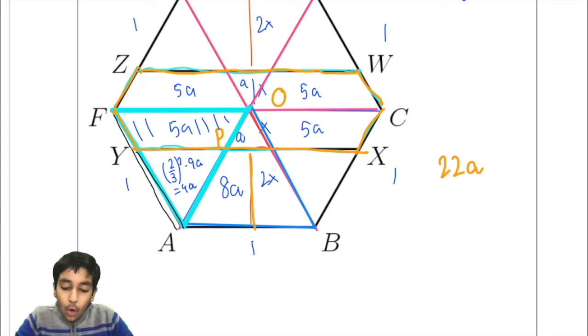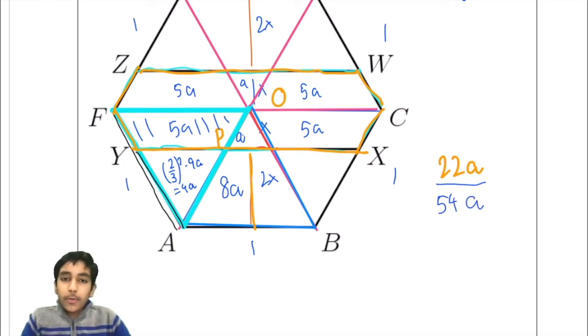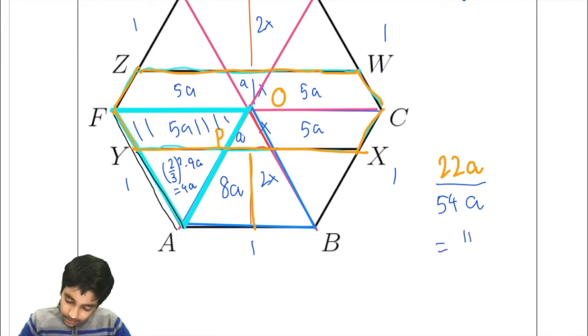Now what's the area of the whole big hexagon region? The area of the whole big hexagon region is just going to be 54a, because there are 6 equilateral triangles, and each one has an area of 9a. So the ratio of the area of the middle region to the overall big hexagon area is just going to be 11/27, the answer to this problem.